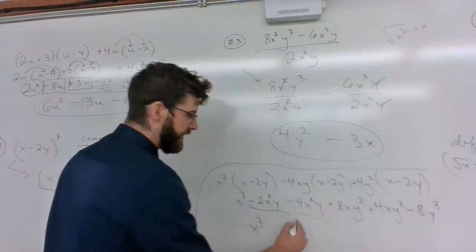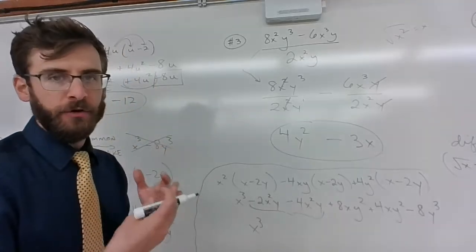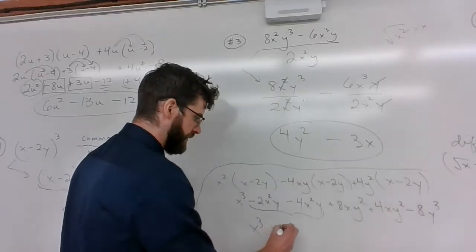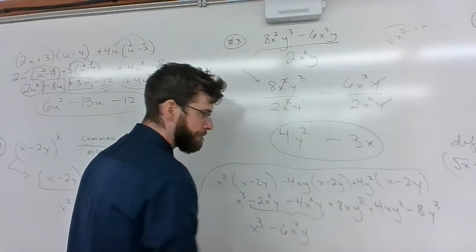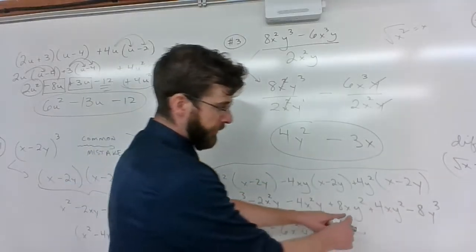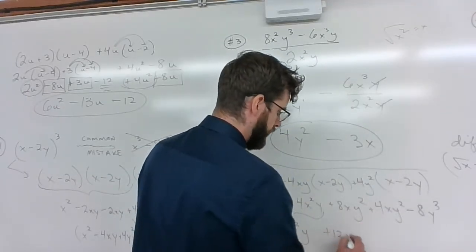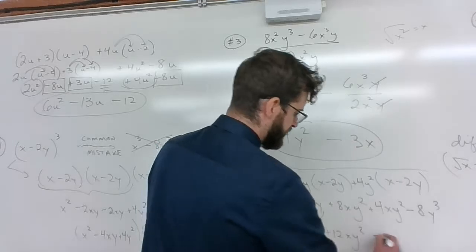These will combine because they're identical. They have to have identical variable parts to be able to add or subtract to one another. So this is negative 6x squared y. These have identical variable parts, xy squared and xy squared. So plus 12xy squared, and then minus 8y cubed.